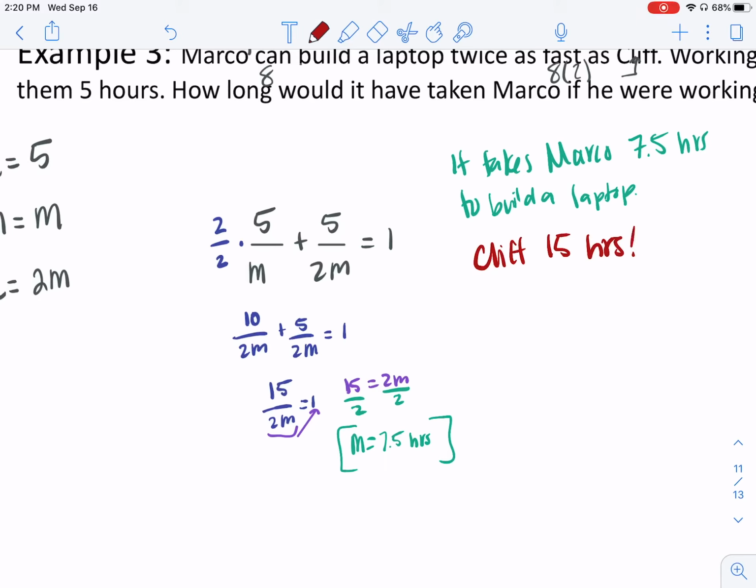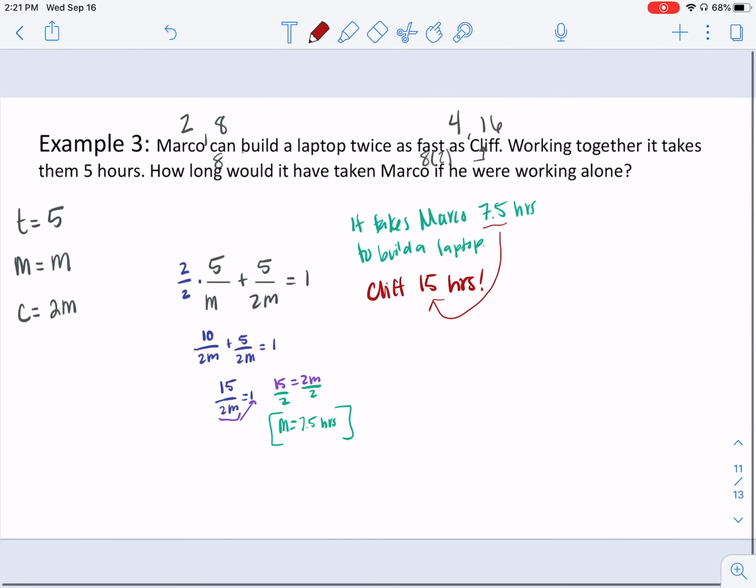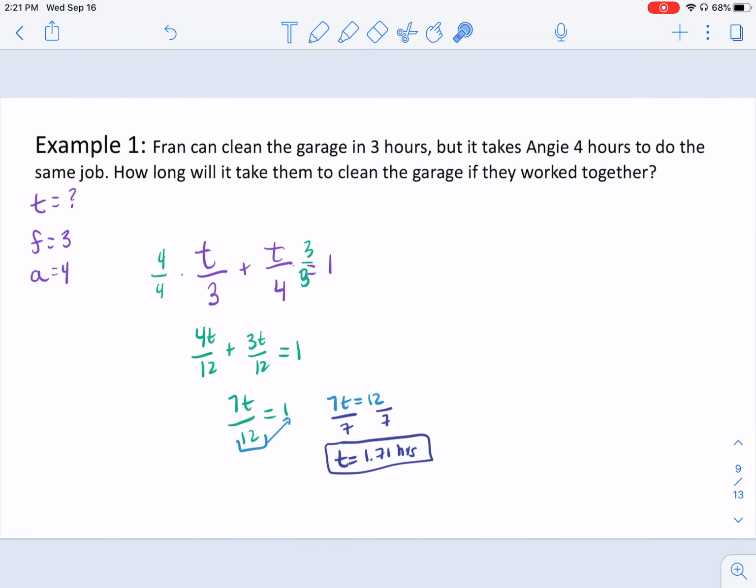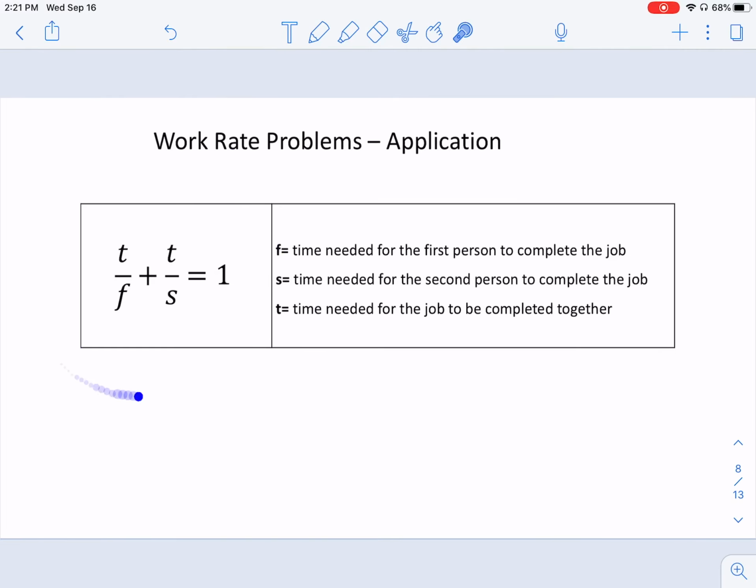So we could double that time. That's what I did here. So it took Marco 7.5, so I doubled that to get the 15 here. And that is how you can solve one. So sometimes you do have to think critically and figure out how the people relate to each other and how you can deal with that in your variables. So once again, this is a work rate problem. You might see this formula different, but this is the way that I do the formula, and so this is the way you'll always see me solve them.